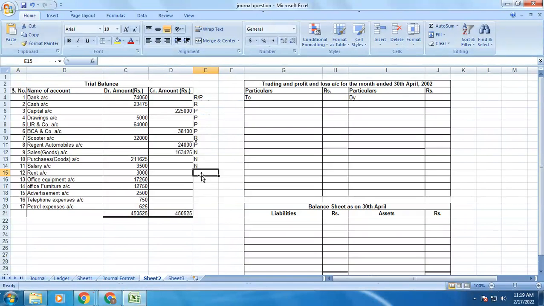Rent account, nominal account. Office equipment and office furniture, real accounts, both of them. इनकी एक्चुअल एग्जिस्टेंस है और ये आपको काफी साल तक काम आएंगे. एडवर्टाइजमेंट अकाउंट, nominal. Whatever money you've paid for a limited time, your advertisement will run in the newspaper. और अगर आप फ्यूचर में और एडवर्टाइज करना चाहते हैं, you'll have to pay more. Okay, so that's what a nominal account is.